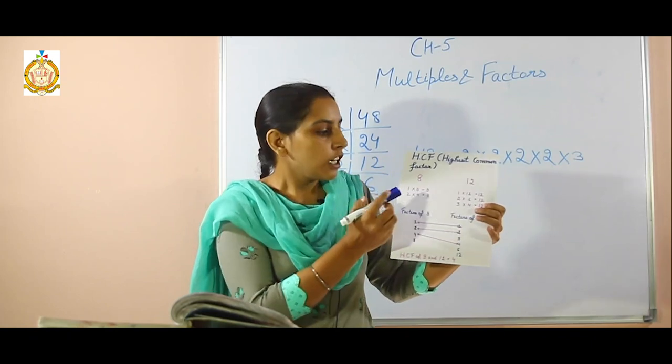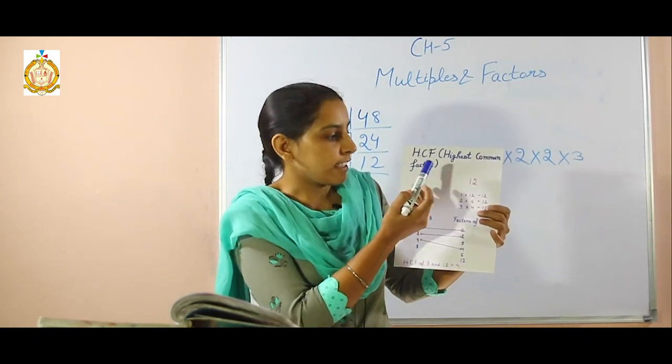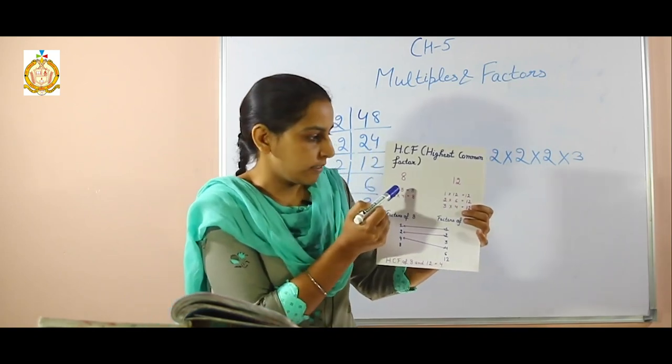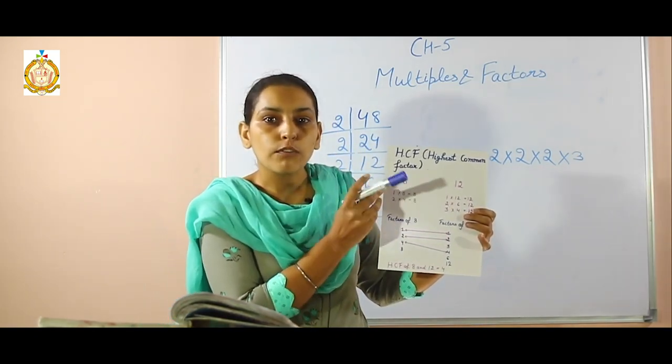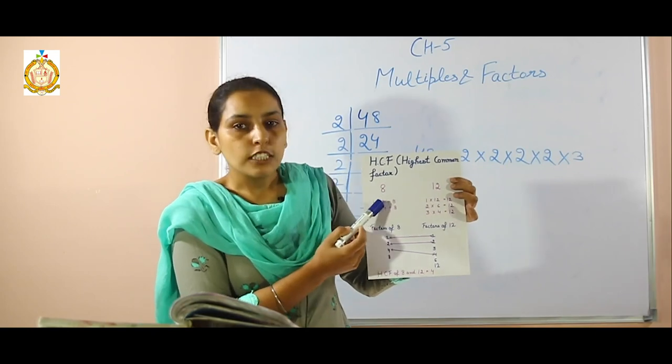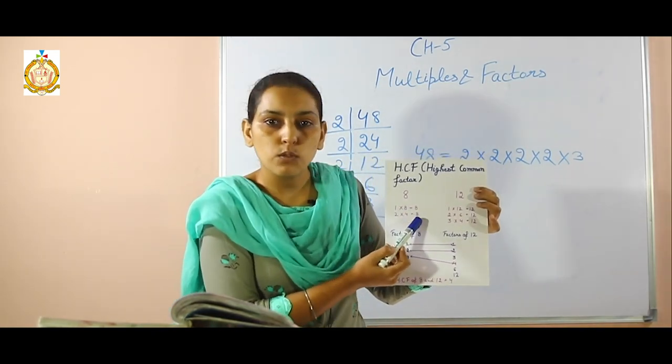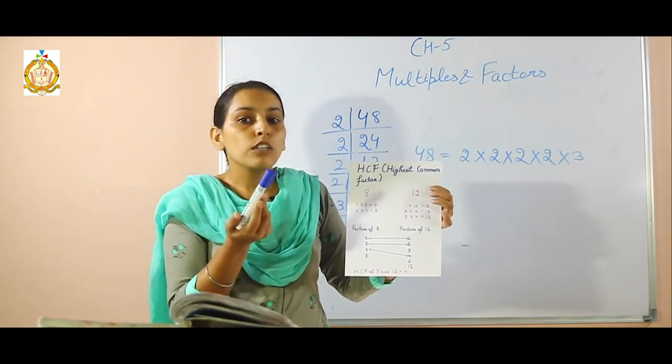How can you find it? First of all, find out the factors. Here it is factor, na? So here you have to write down the factors. How can you find the factors of 8? 1 into 8 is equal to 8. 2 into 4 is equal to 8. Next, 8 comes in the 4 table.